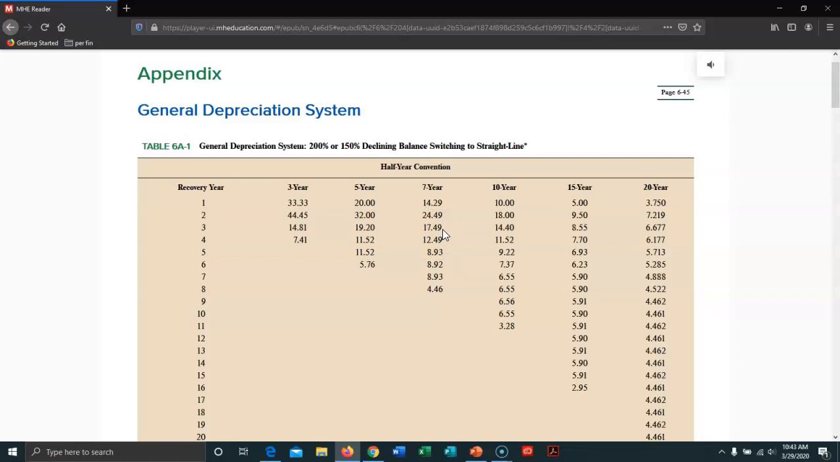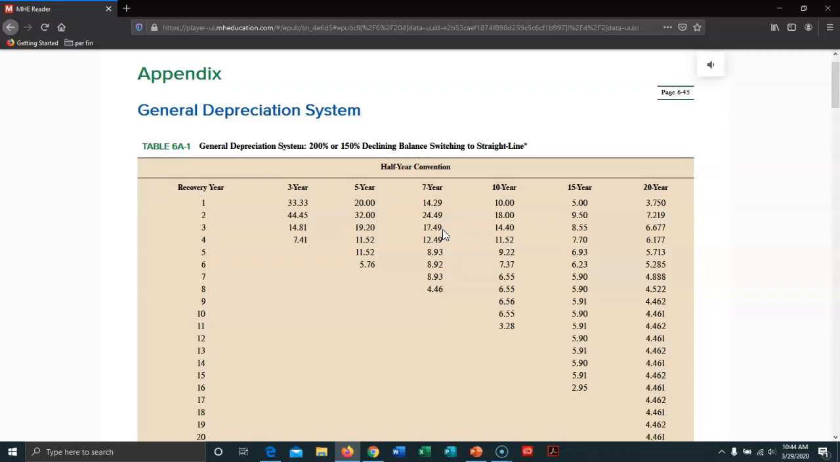I'm going to multiply it times 17.49%. Now, once I get that number, what I am then going to do is divide that number by 2. Why? Because in the year of disposal, we can only take a half year of depreciation.